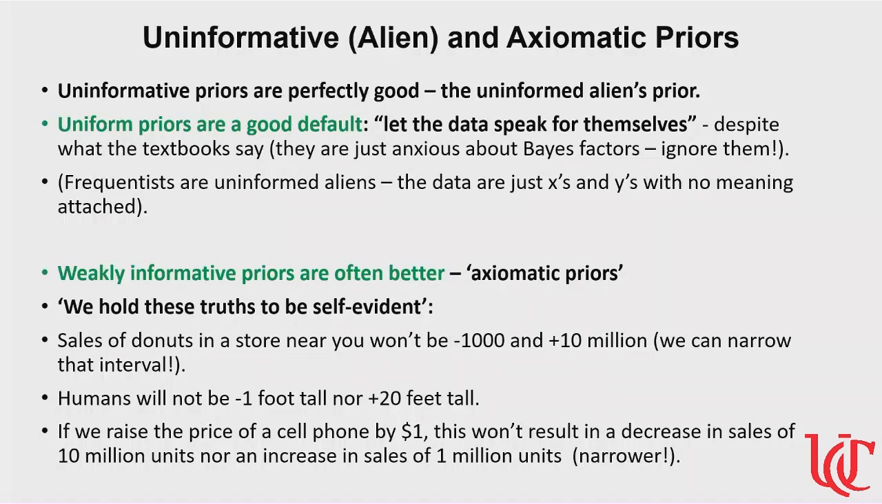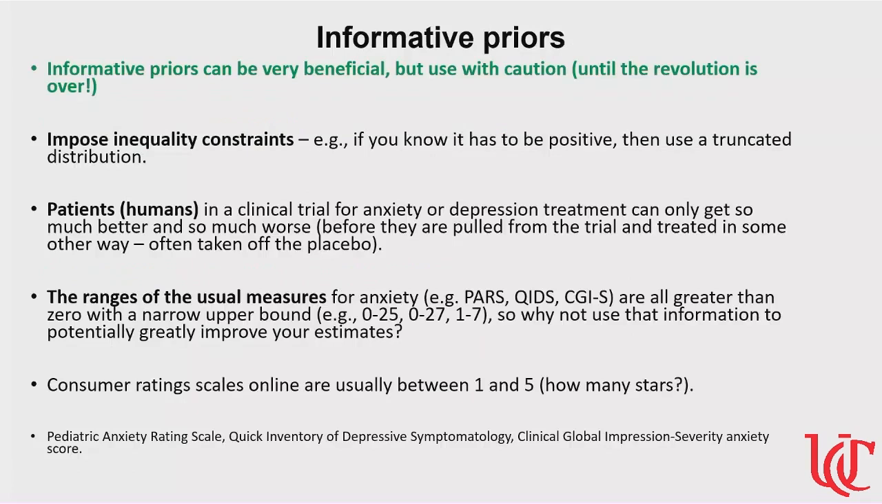If you're trying to do something with humans, we know a lot about humans. If you're trying to say something about human height, you know humans are not going to be minus 1 foot tall, you know they're not going to be over 20 feet tall. If the company raises the price of a cell phone by $1, that's not going to decrease sales by $10 million, nor increase it by $1 million, right? It's a small change in price. It's not going to have that much effect. We can use that information in a way that everybody can agree just by putting bounds, right? Put inequality constraints. And then you can go to informative priors.